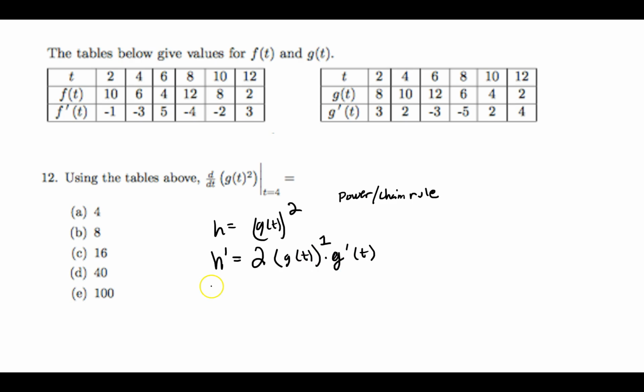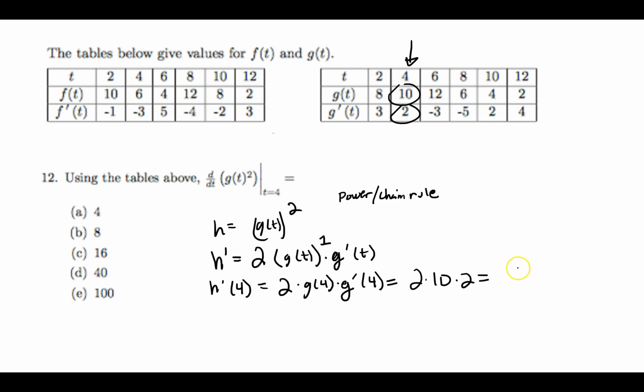We want this at 4, so we take 2 times g of 4, and we multiply it by g prime of 4. So go to 4, g of 4 is 10, 2 times 10, g prime of 4 is 2, times 2, and what we get out of that is 40.